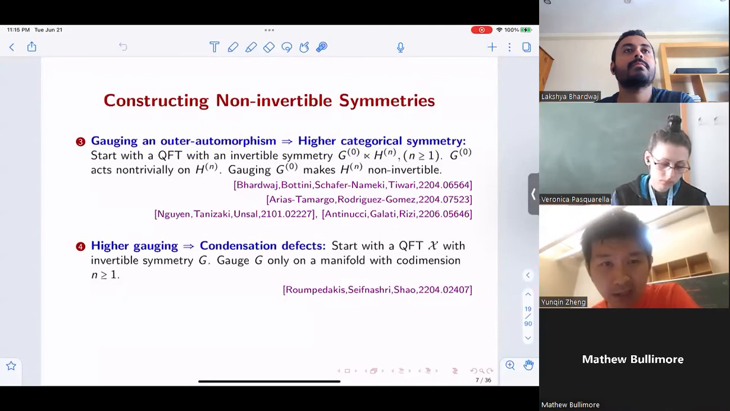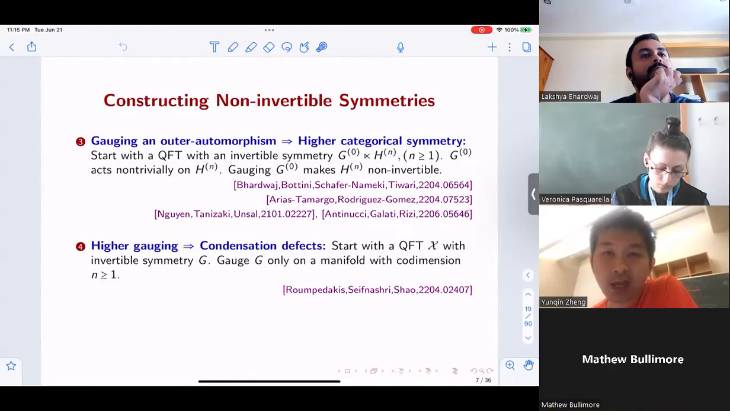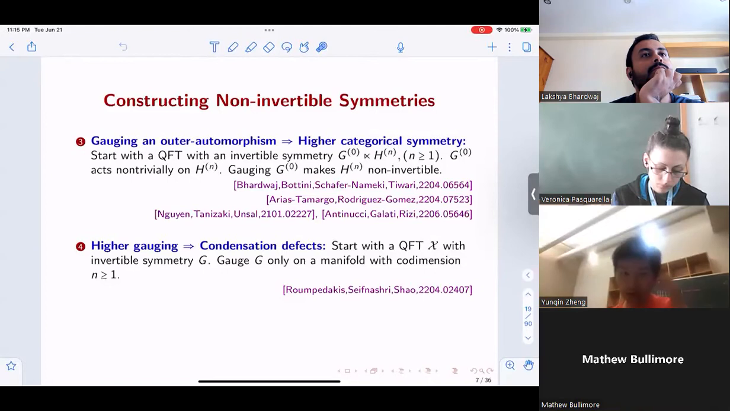Yeah, maybe a related question. Could I ask about your definition of intrinsically non-invertible? Is the definition that you can obtain that theory by gauging a zero form symmetry, or could it be any higher group symmetry? Yeah, it can be any higher group symmetry. Okay, great. Yeah, thank you. Yeah, no problem.